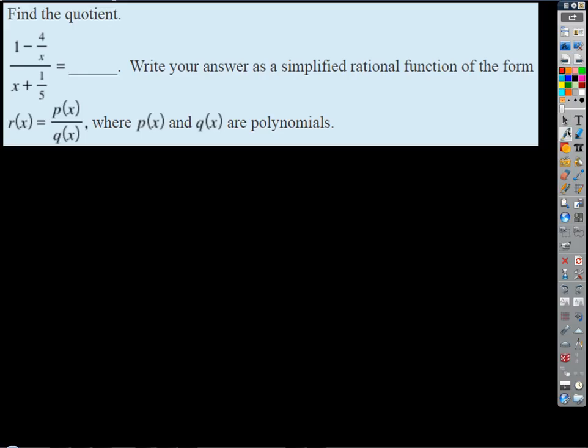What I want to do is just finish up these last few. We'll go pretty quick on this though. So we're trying to find the quotient. We're going to simplify this, right? Write your answer as a simplified rational function. Whenever you're simplifying something, we're just going to follow order of operations, top to bottom. Okay, so we start off with parentheses.